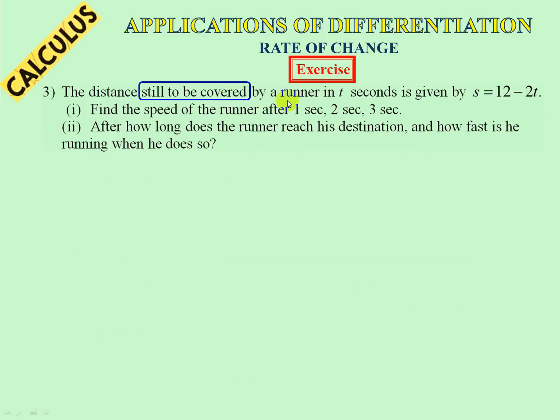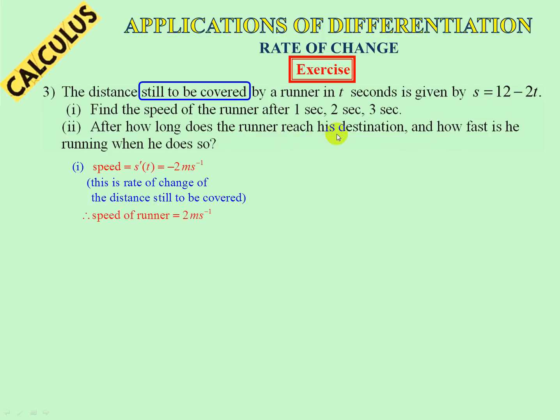Distance still to be covered by a runner in t seconds is given by that. So it's the distance still to be covered. So the more t goes, the smaller that distance gets. Find the speed of the runner after 1 second, 2 seconds, 3 seconds. Well, the distance still to be covered is reducing, that's the speed he's running at. So we just differentiate that. And minus 2, that's the change of the distance still to be covered. So his speed will be 2 meters per second.